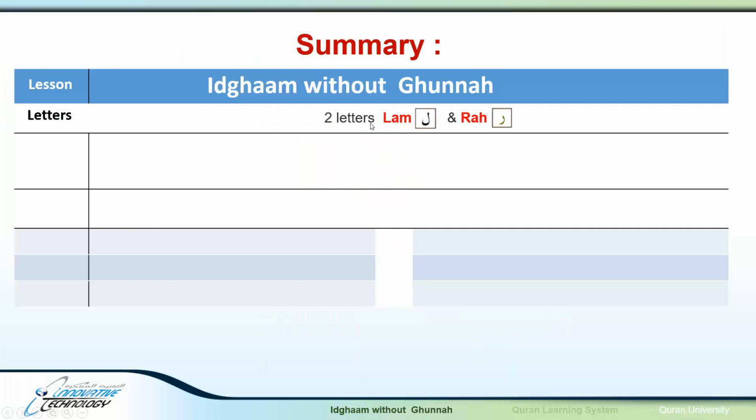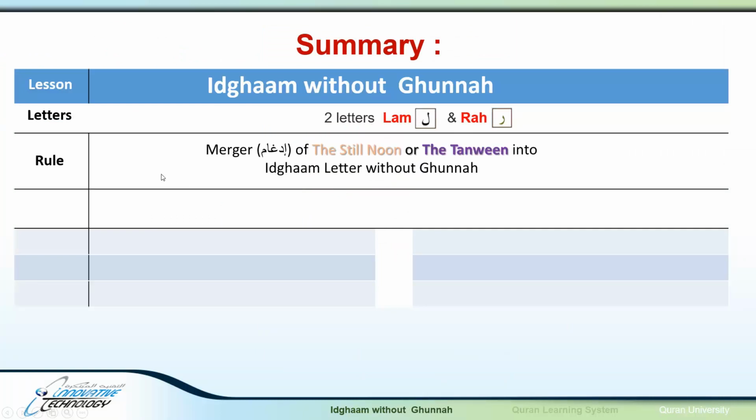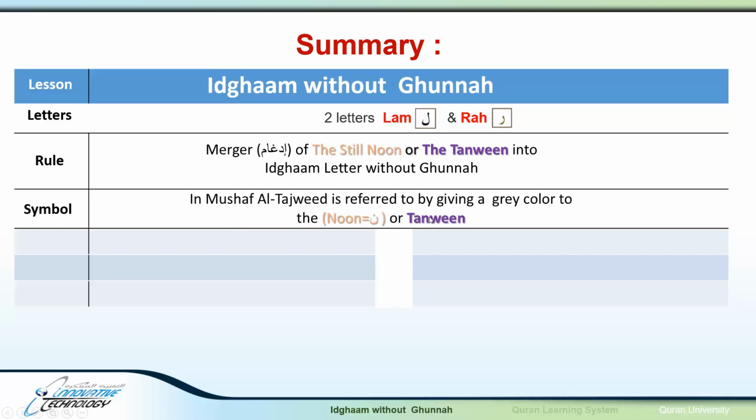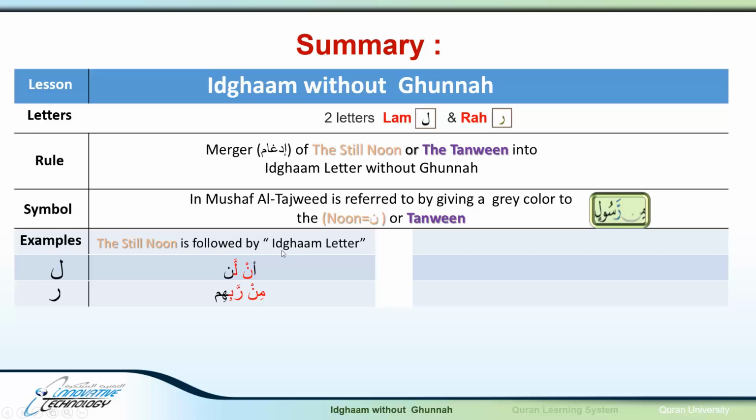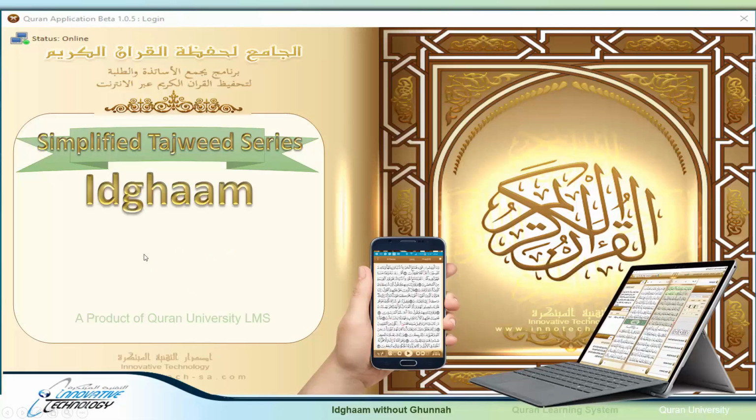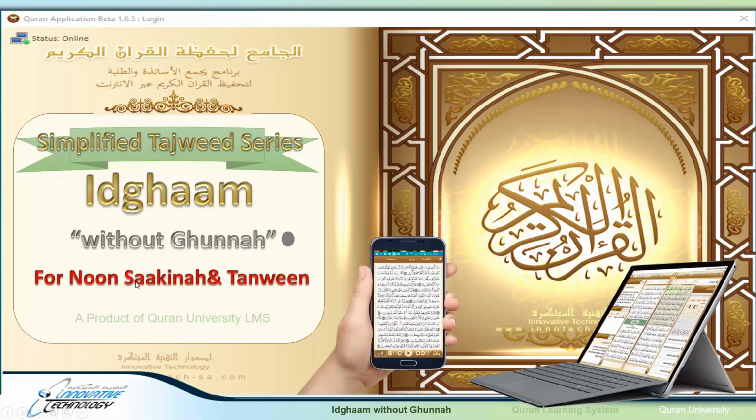And here we summarize the whole lesson into a single slide. There are two letters for idgham without Ghunnah, the lam and ra. And the rule is to merge the still noon or the tanween into the idgham letter, the lam or ra, without Ghunnah. And it's symbolized in Mushaf Al-Tajweed by giving gray color to the noon or the tanween, as we see here for the noon. And then we give examples for each of the lam and ra, for the noon sakinah and for the tanween, and we explained each one in detail. And with that summary, we reach the end of this lesson on idgham without Ghunnah for noon sakinah and tanween.